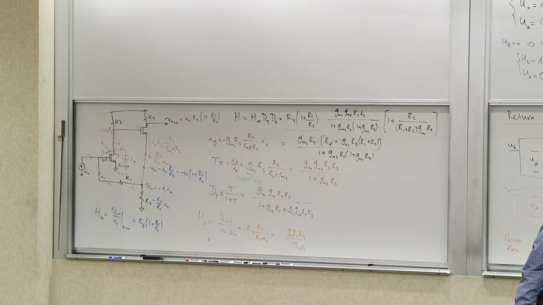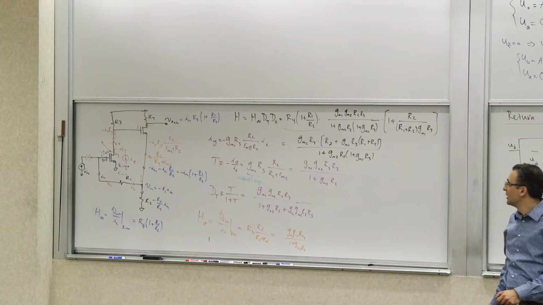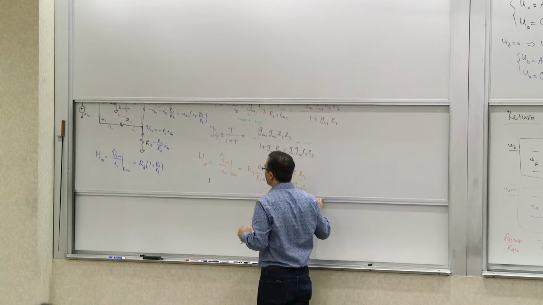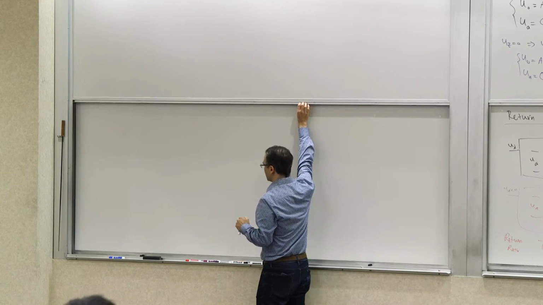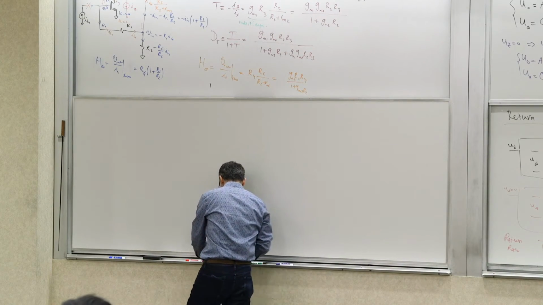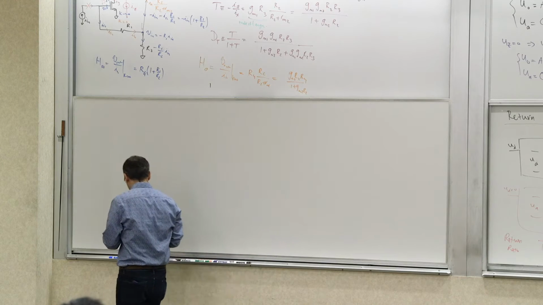OK, let's do another example. Any questions on this example? All right. So let's do another example. And this is, again, another one of our examples that we've looked at before from an asymptotic transfer function perspective, but we'll do the full analysis for this to see how it behaves.